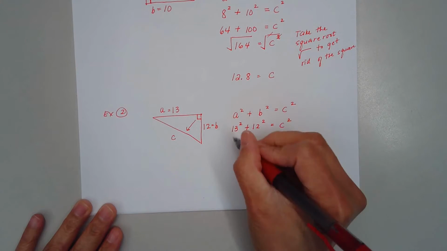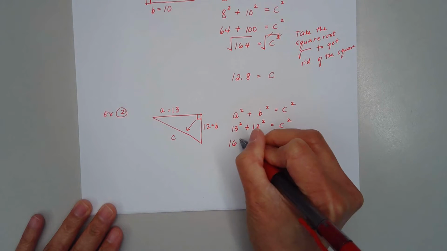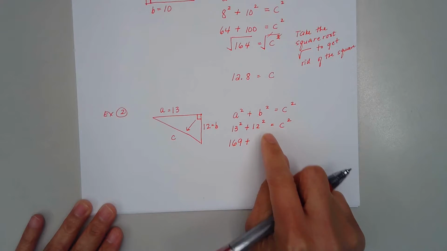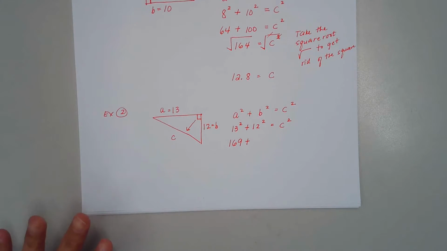13 squared is 169. Now the next thing we're going to do is figure out what's 12 squared. It's 144. Everybody got 144?